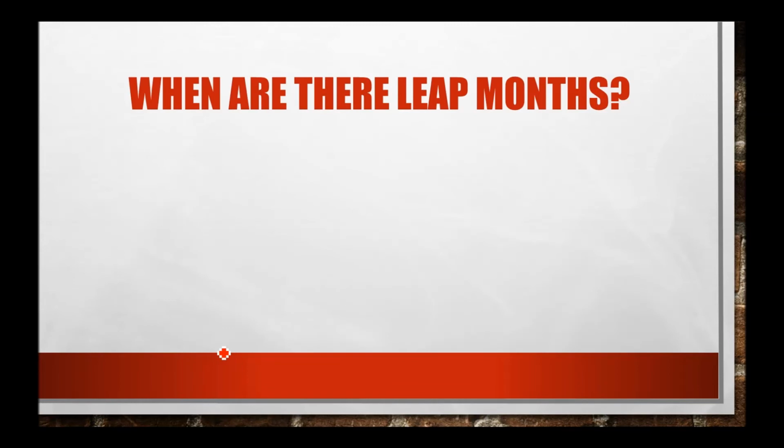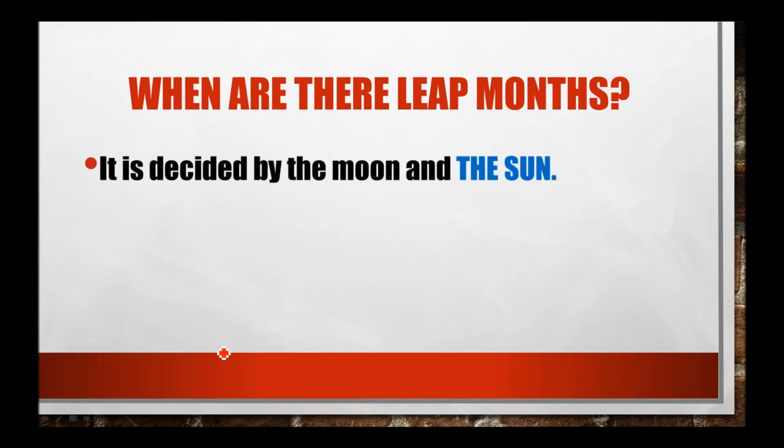Then, when are these leap months? They are decided by the moon and the sun. Yes, both of them. I mean, the moon and the sun. Because if we don't use the sun and use the moon only, we'll have something like snowy summer. There's a lot of snow in August or July, and burning hot winter. 30 degrees Celsius in winter. It'll be really hot.